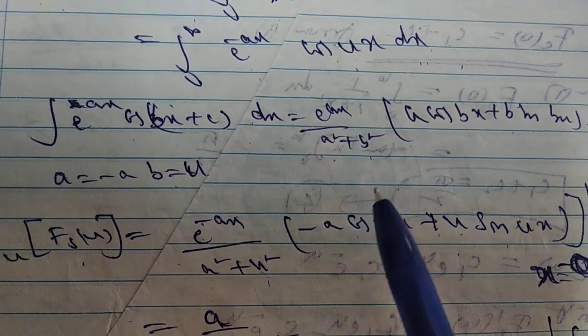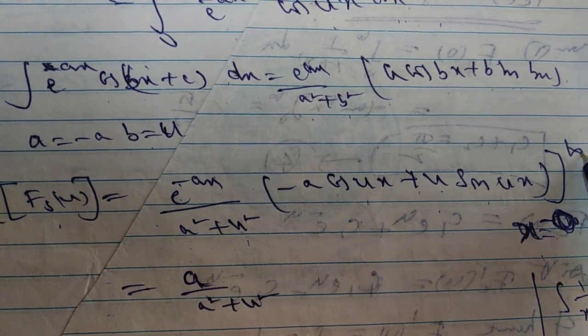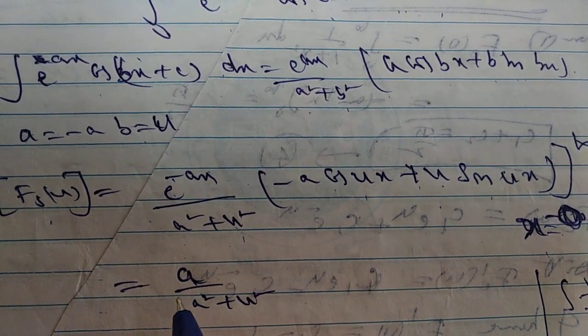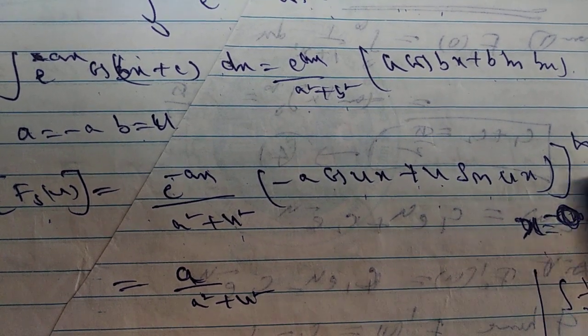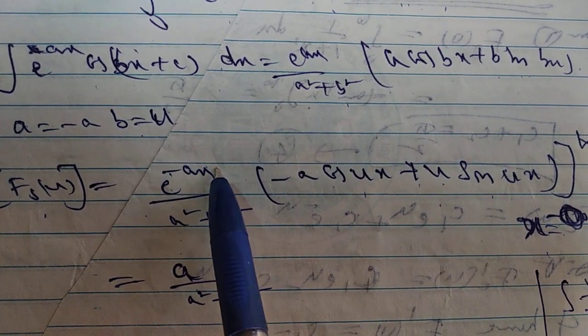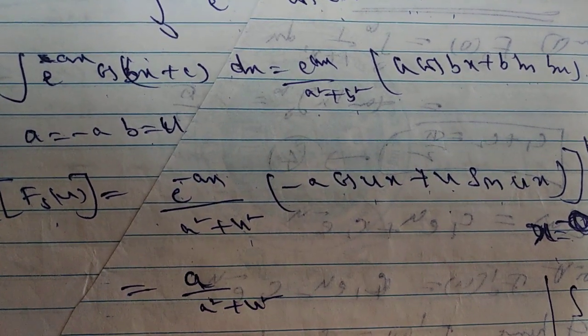Now we have to apply the limits 0 to infinity. So how to apply those limits? First upper limit, x is equal to infinity. So x is equal to infinity means e power of minus infinity. So what is the value for e power of minus infinity? So e power of minus infinity is 0.